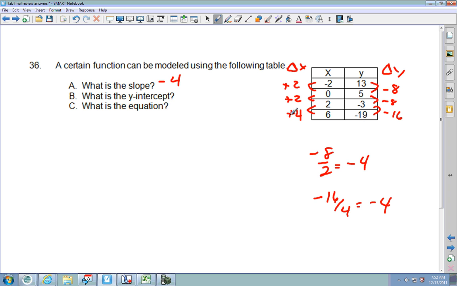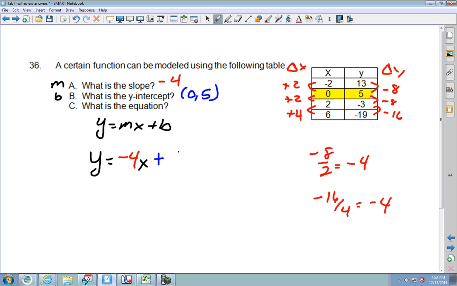My y-intercept is already in this table. Do you see it? The y-intercept is right here where x is 0. So the y-intercept is (0, 5). My equation, remember, y equals mx plus b. M is the slope, b is the y-intercept. I have y equals -4x plus 5. There's my equation.